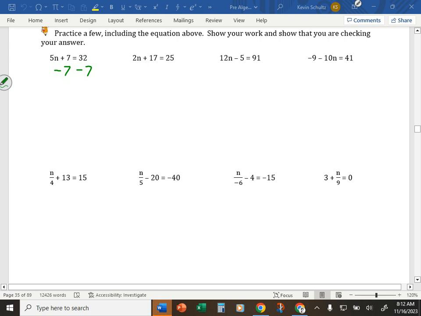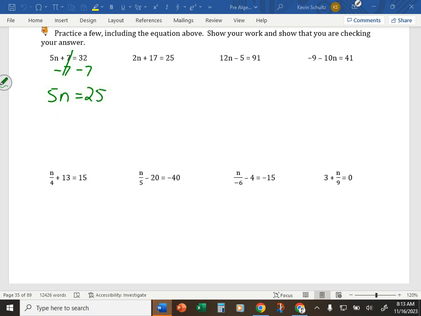And when we subtract 7 from positive 7, what does that equal? 7 minus 7 is 0. What's left on the left side? Just 5 times n. And what is our new total on the right side? 32 minus 7. But we don't know what n is. Not yet, but we're working towards it. And on the right side, 32 minus 7 equals 25.